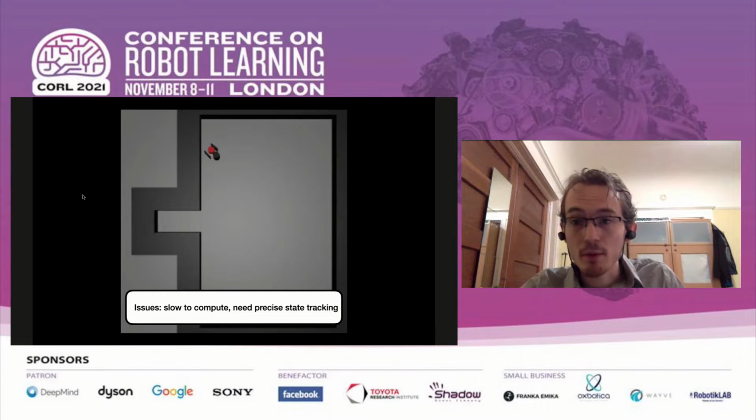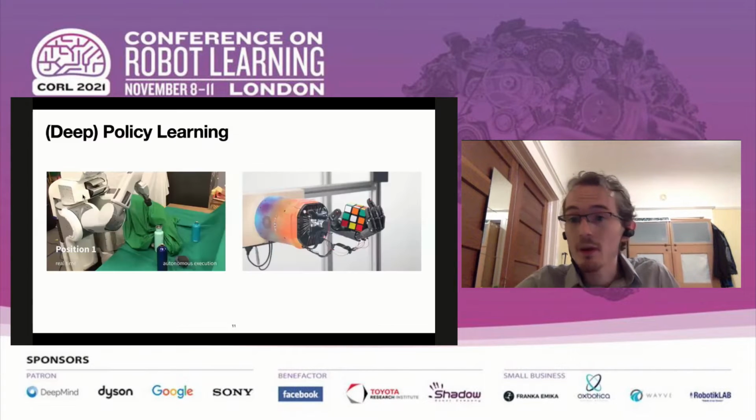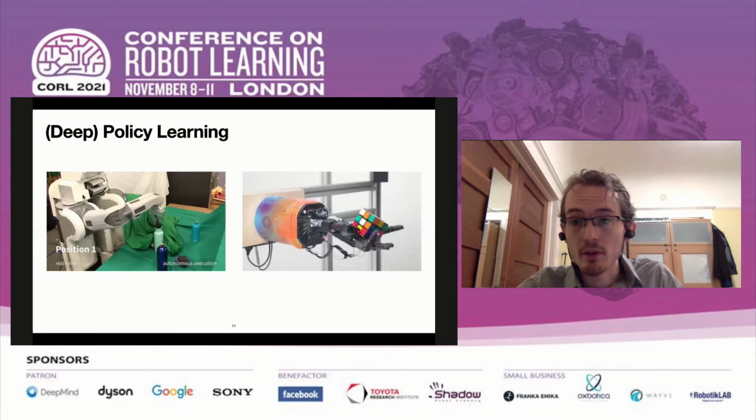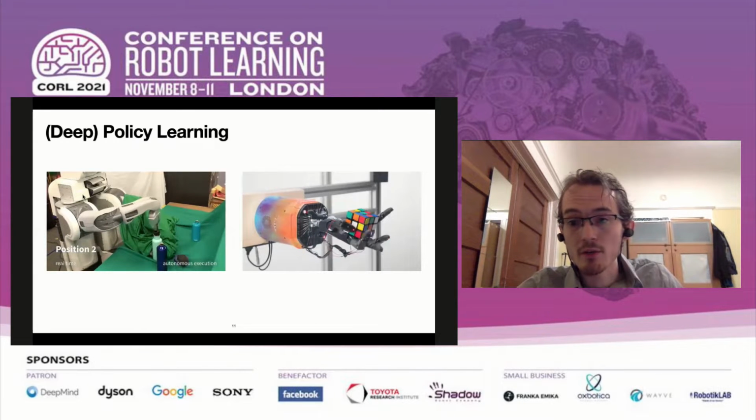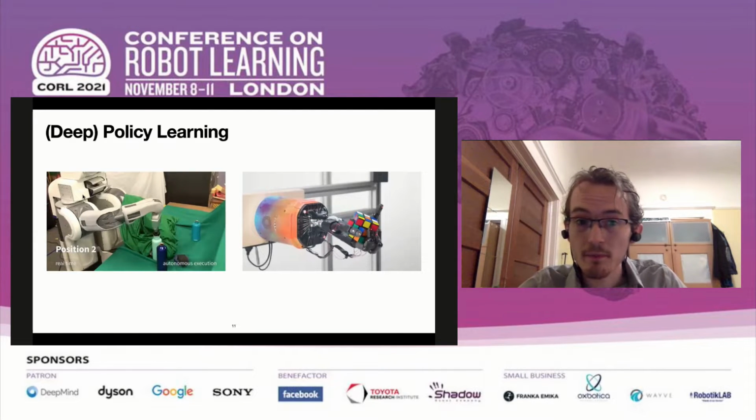Well, this is a conference on robot learning. What if we train a policy? So we've all seen impressive applications of deep learning in recent years to perform complex manipulation from high dimensional observations such as camera images. And because forward inference in a neural net is very quick, this gives us something that's very fast to execute in practice.